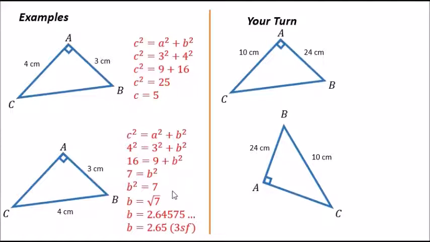Now you should remember, to get b from this we can't divide by 2, we have to square root both sides of our equal sign to get b equals the square root of 7. Now that's not a nice number. If you type it into your calculator, you get a big long decimal, which you can write to three significant figures as 2.65.